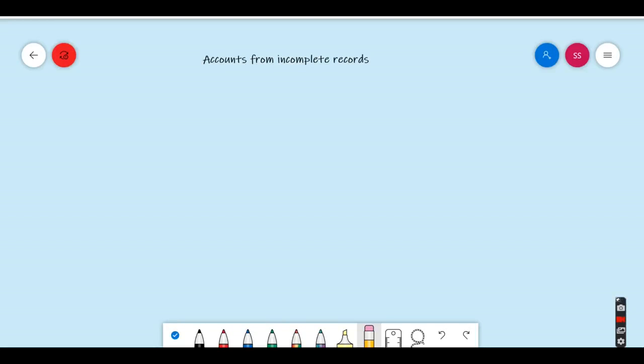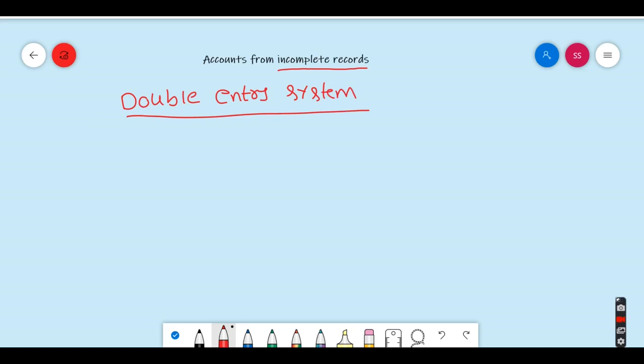Hi, today we're going to learn about accounts from incomplete records, also called the single entry system. Incomplete records. We might have already studied that we maintain accounting records on the double entry system, right? So how does it work?